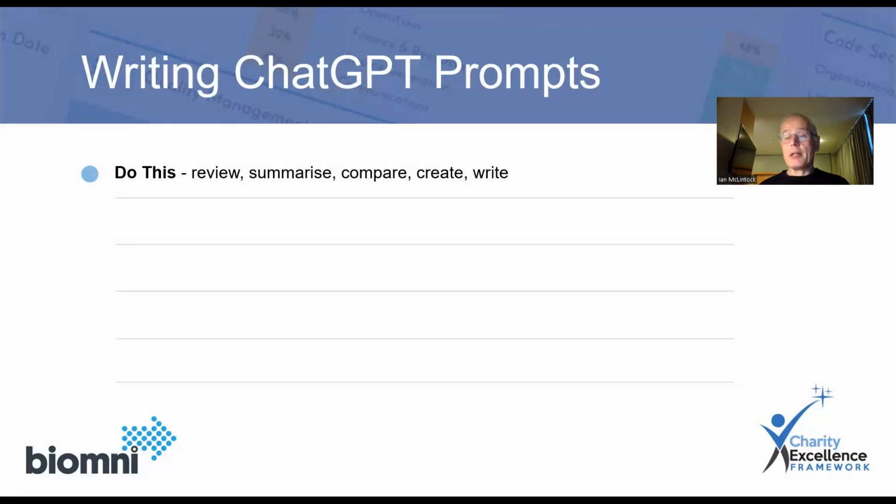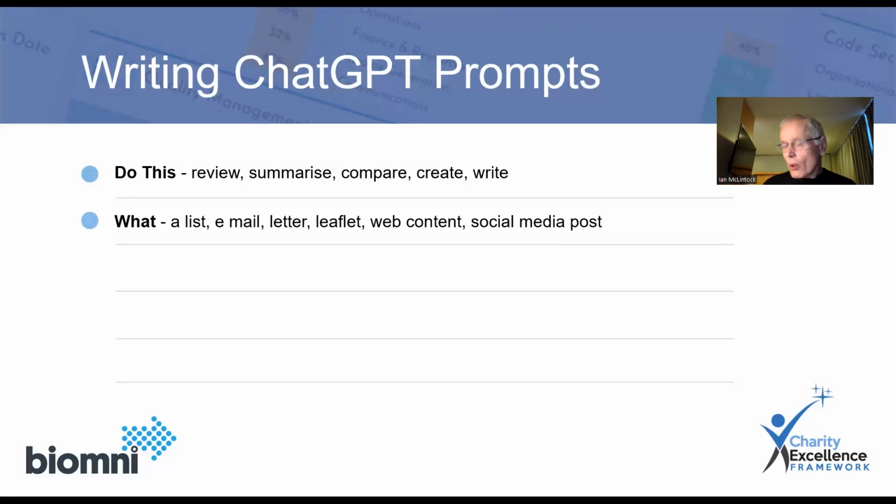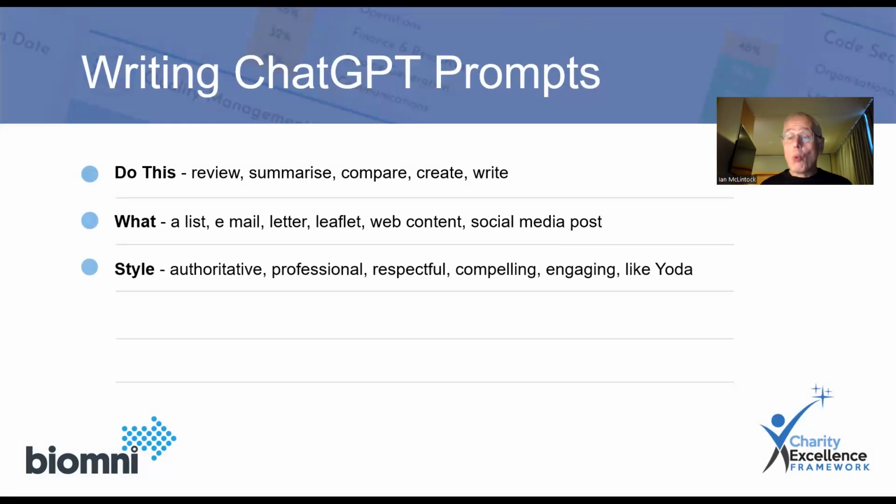So how do you write ChatGPT prompts if you're going beyond that? So do this. I want you to review or summarize what? A list, an email, a letter, a leaflet, web content. They're all written quite differently. And what about the style? This is something it does that's really, really good. So if you're writing a funding bid, I would want that to be compelling. I would want it to be emotionally engaging because those are the two things I really want my bid to be. It can be respectful.